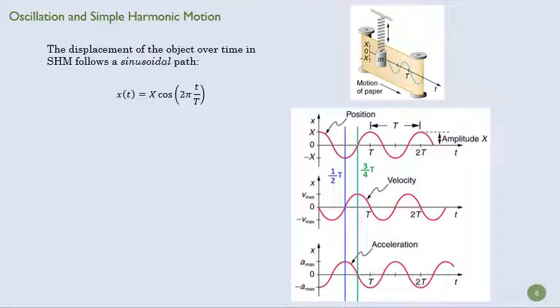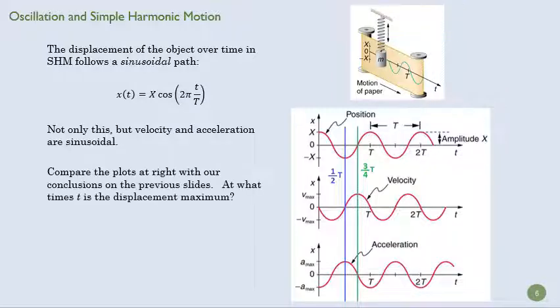Why do we care about simple harmonic motion? The short answer is because it follows a sinusoidal path. If we think of a mass here bouncing up and down, and we make this paper roll along and we mark where the mass is along the paper as it rolls along, you get this nice curve here. And that nice curve is a sinusoidal curve, which just means it has a sine or a cosine in it. And you can see those over here. Not only does our position plot have a sinusoidal curve, but so do our velocity plots and our acceleration plots.